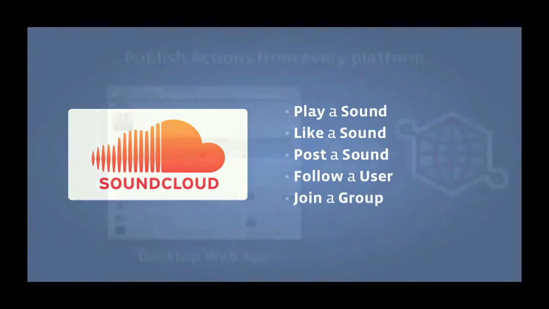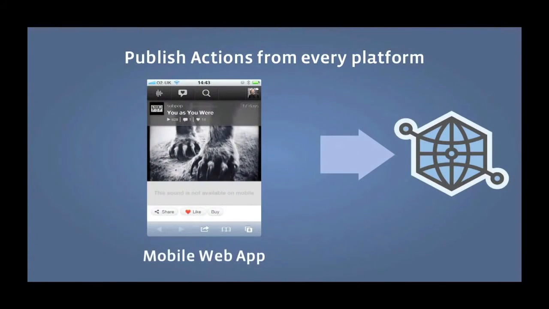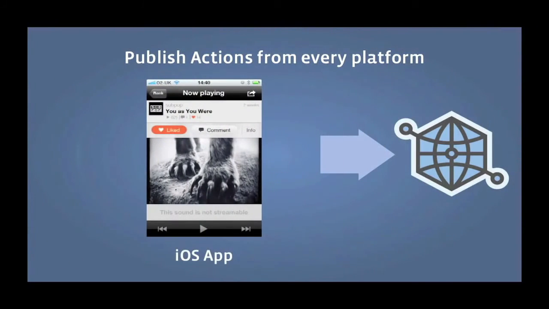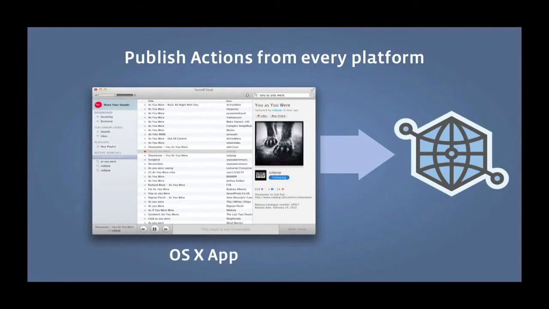So when I use SoundCloud on any platform, from their desktop web app, www.soundcloud.com, from their mobile website, m.soundcloud.com, and then from their iOS app, their Android native app, and even from their OS X app, whenever I use SoundCloud on any of those platforms, they're publishing actions to the Open Graph. And then when users see those stories in Facebook, we're driving traffic back to SoundCloud on any one of those platforms.